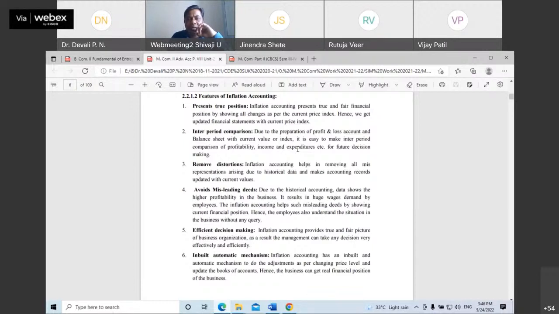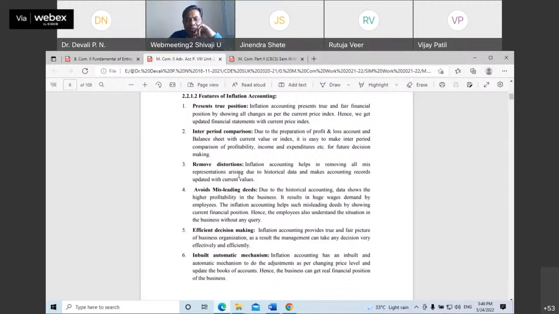It means what happened in the past and what is happening in the current period, and we can easily compare how much profitability we gained in the past and how much we are gaining in the current situation. Likewise with income and expenditure: how much we spent in the past and how much we are spending now. We compare the items related to these financial statements to take future decisions. This is one of the characteristics of our inflation accounting.